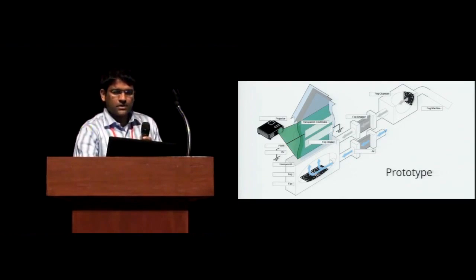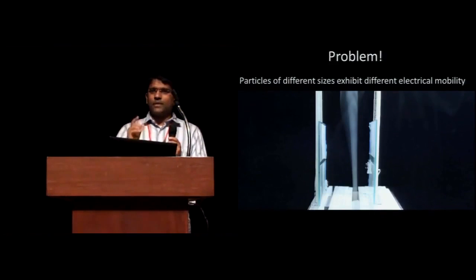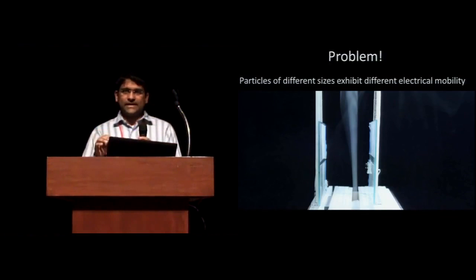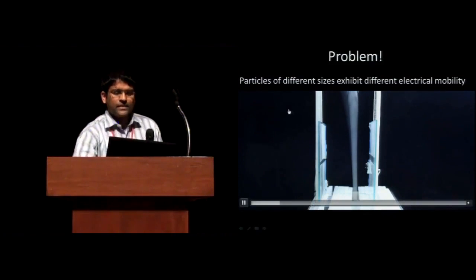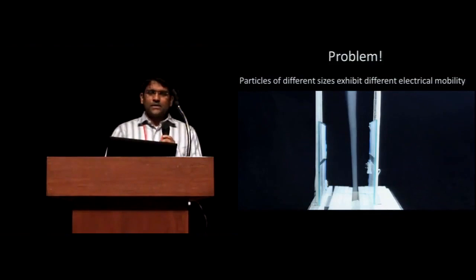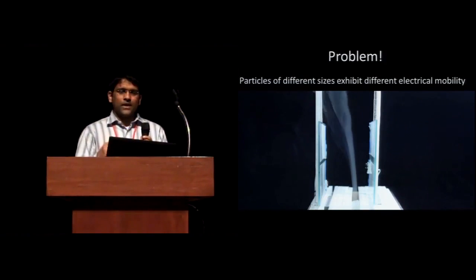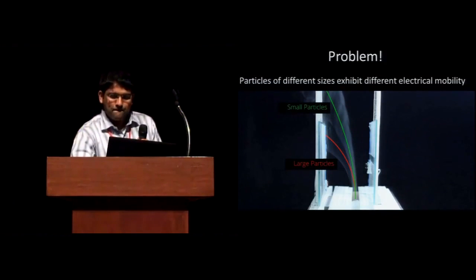It all looks good, but there is a problem: when we pass fog particles through an electric field, they need to have uniform electrical mobility, which depends on the size and the charge on them. If we don't have uniform electrical mobility, then different fog particles will move differently, and we'll end up having multiple screens as shown here.